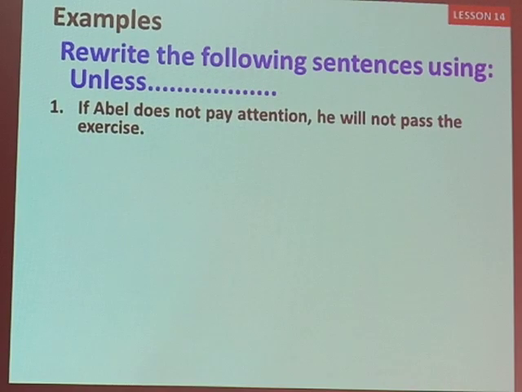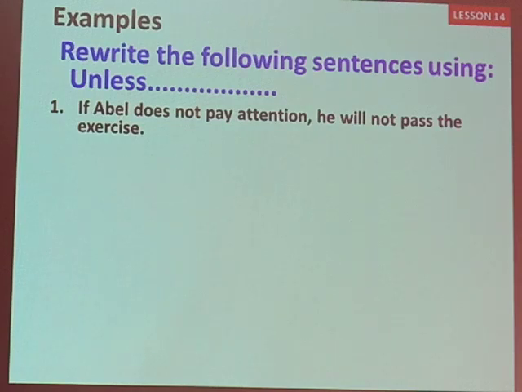Okay, the first example reads, if Adele does not pay attention, he will not pass the exercise. You need to get the meaning of that sentence. After getting the meaning, you can put in unless directly without making any mistake. We know that unless will take away if and the not.